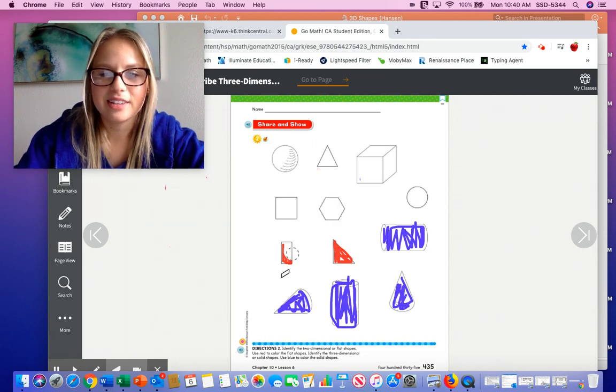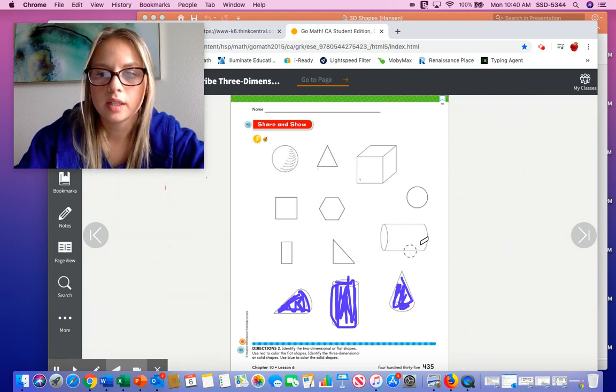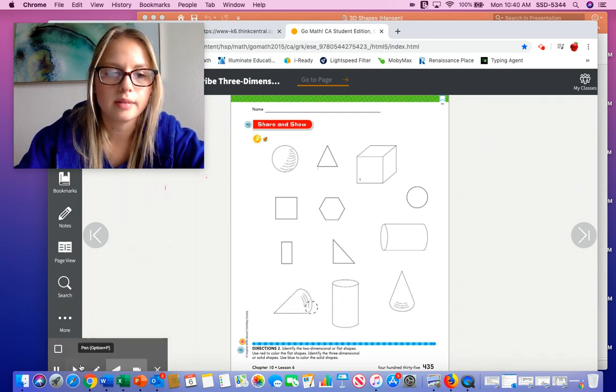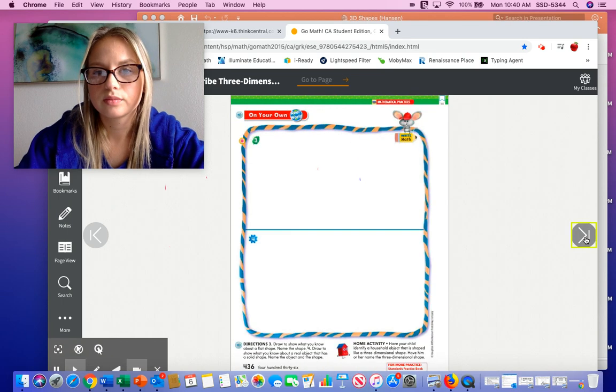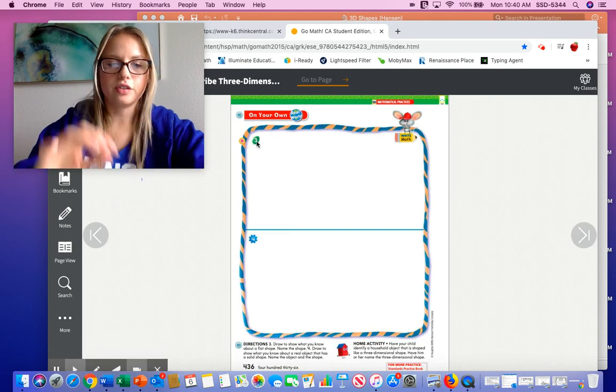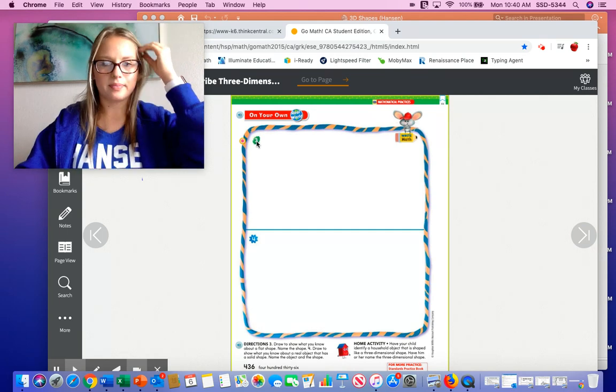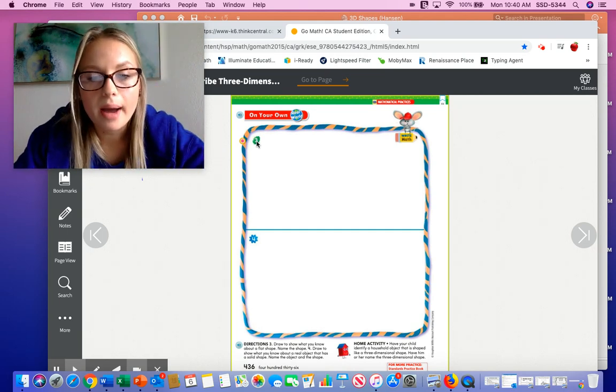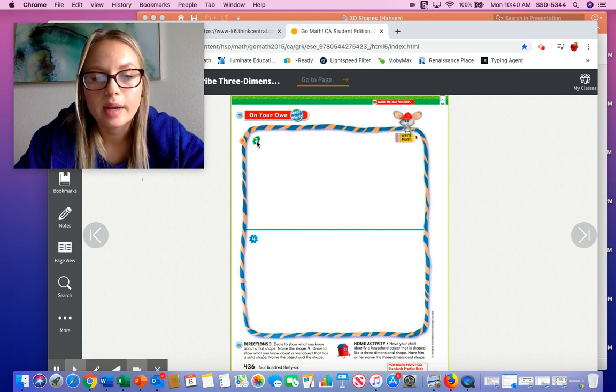All right, when you're ready, go ahead and move to the next page. Take your poster or your bookmark with you. And I think it's the last page. Go ahead and find green leaf number 3. All right, put your finger on green leaf number 3. Did you find it? It says, draw to show what you know about a flat shape and name the shape.